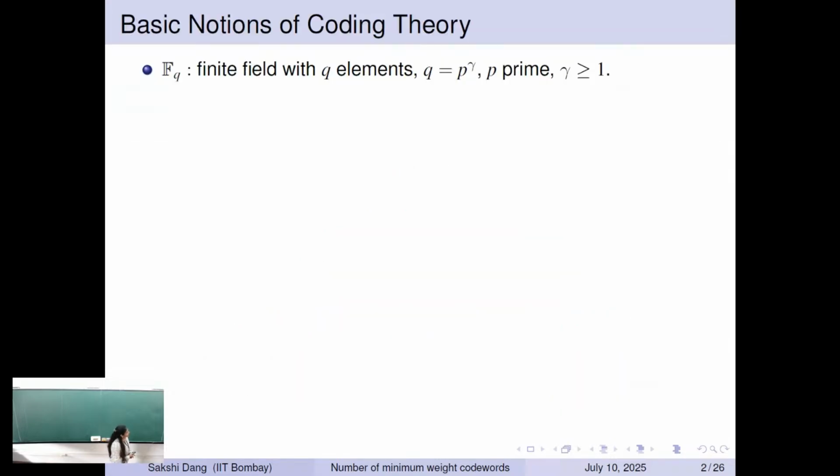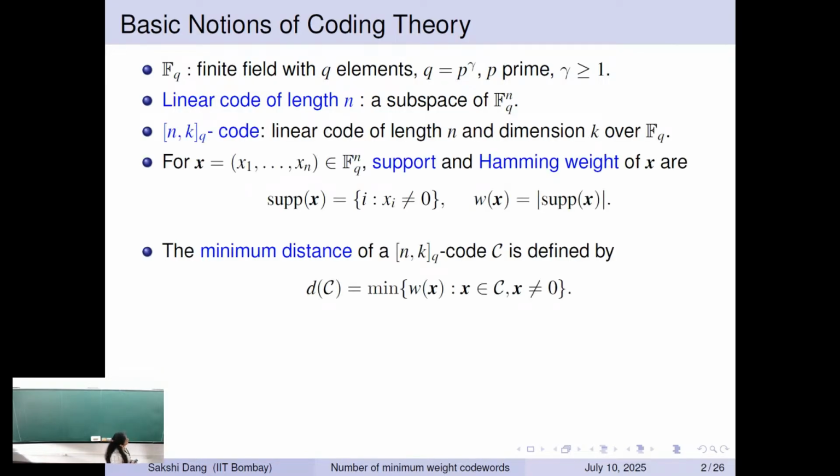So we denote by Fq the finite field. A linear code of length n is a subspace of the n-dimensional vector space over Fq, and if it has dimension k, we denote it by an [n,k] code. For a vector x, the support is the set of indices where it has non-zero entries, and the Hamming weight of the vector is the size of the support set. The minimum distance of the code is the minimum possible Hamming weight of non-zero codewords.